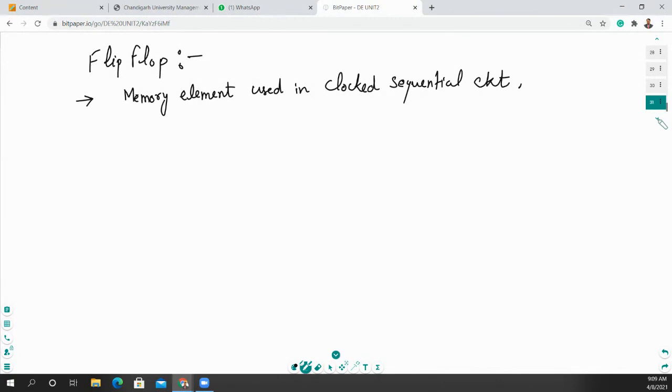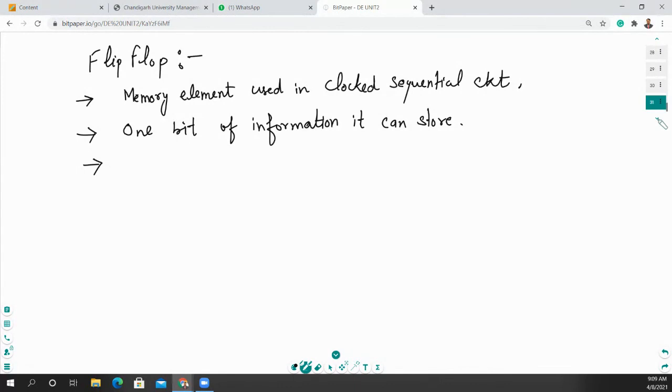Clear? These are binary cells and can store 1 bit of information. So how many bits of information can it store? It can store 1 bit of information. This is a one-objective type of question: how many bits can a flip flop store? It can store 1 bit of information.